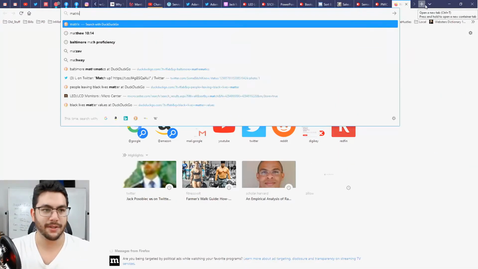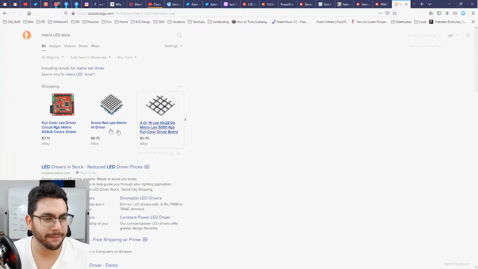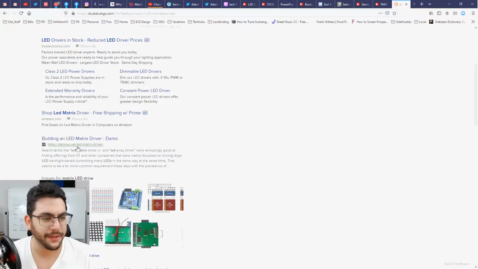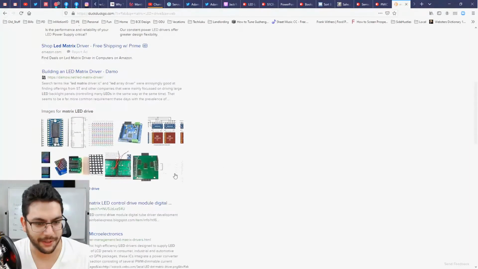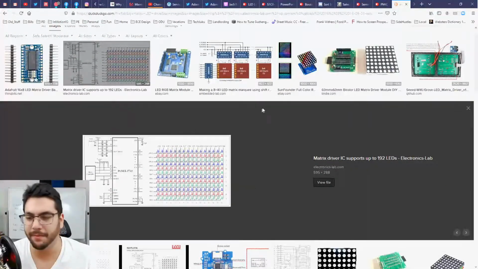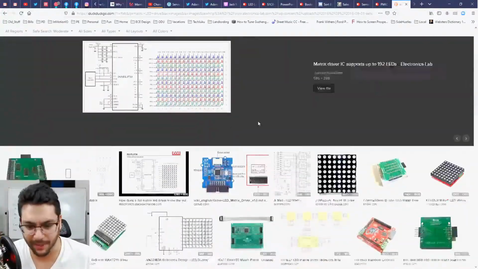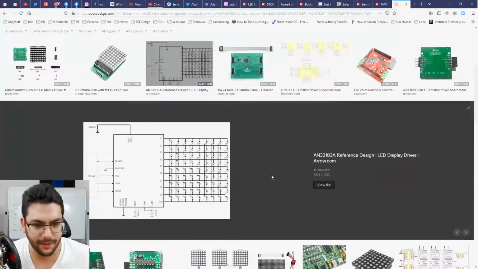So if I say matrix LED drive, right? This is a good way of getting a lot of LEDs with a small number of outputs. I'm just going to try and find a picture that doesn't look really complicated. Okay, mission failed. We'll give it another go next time.